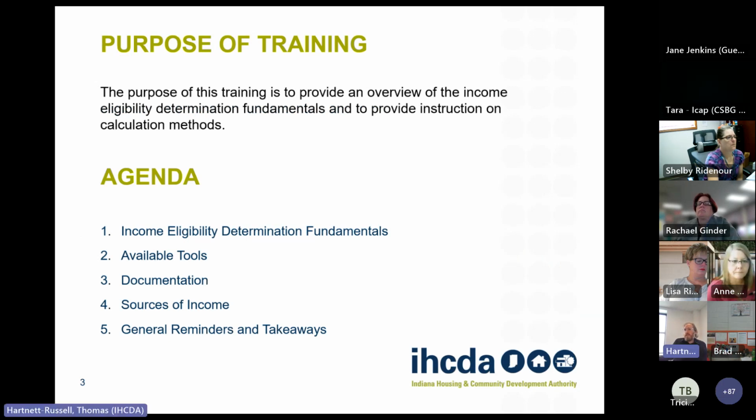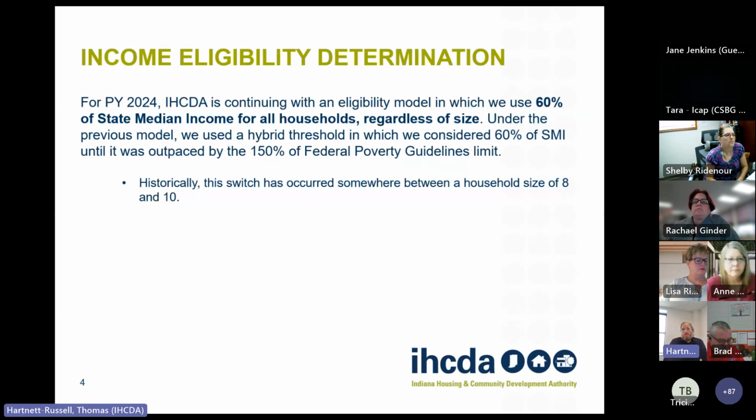And the purpose of the training is to provide an overview of the income eligibility determination fundamentals and to provide instruction on the calculation methods. For program year 2024, IHCDA is continuing with an eligibility model in which we use 60% of state median income for all households, regardless of size.